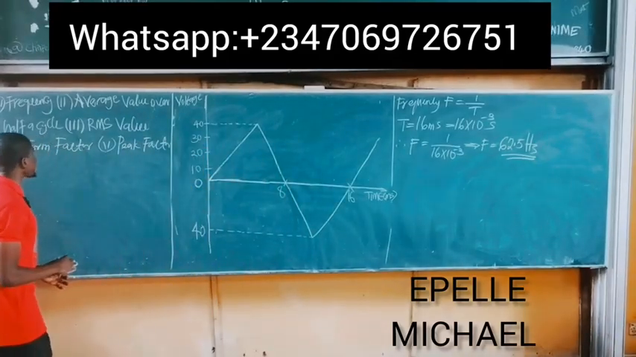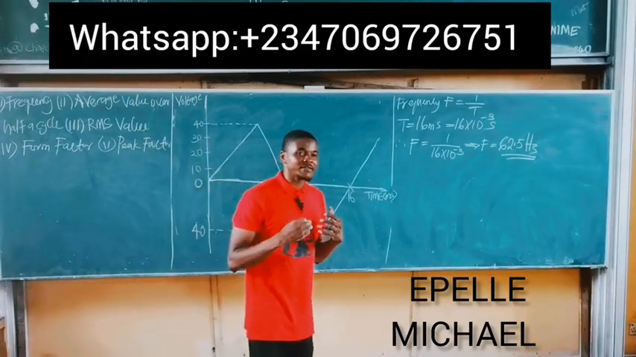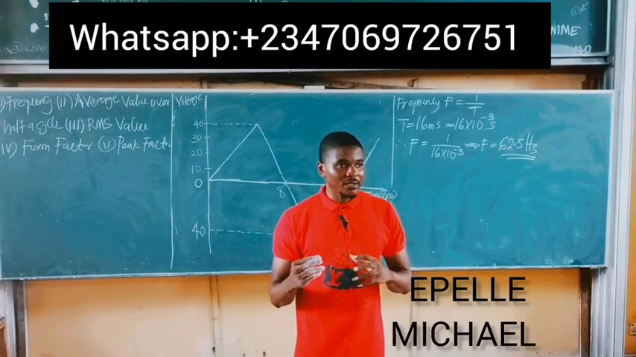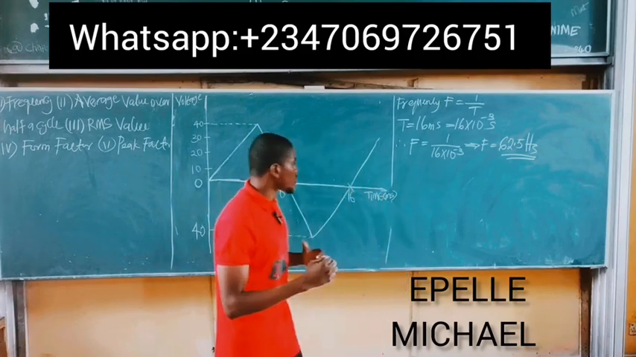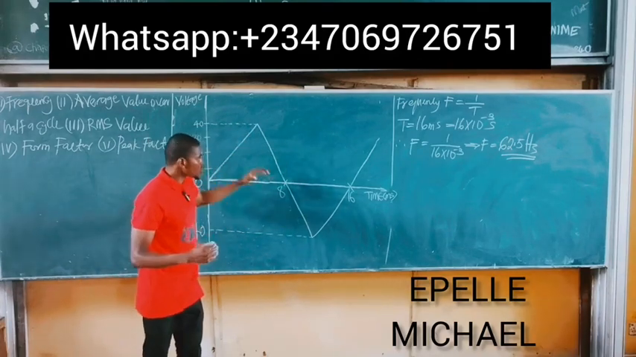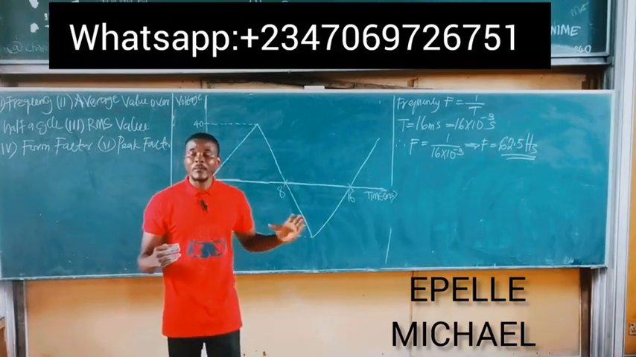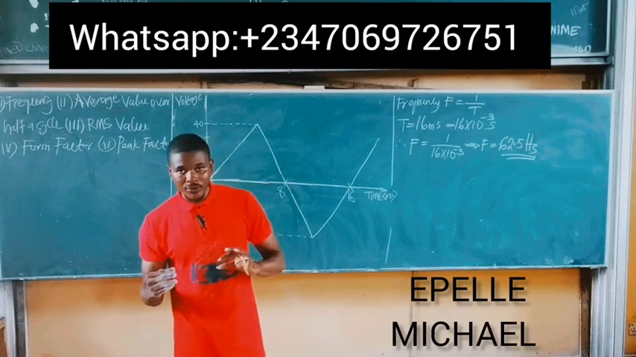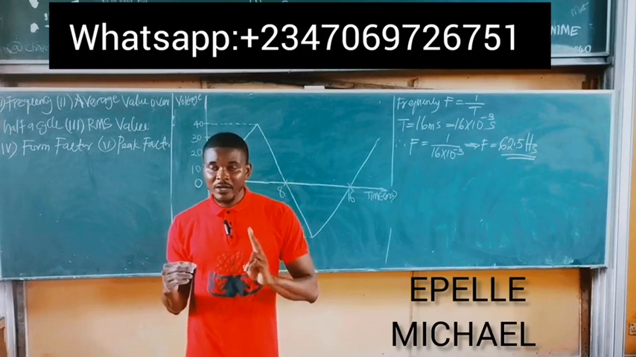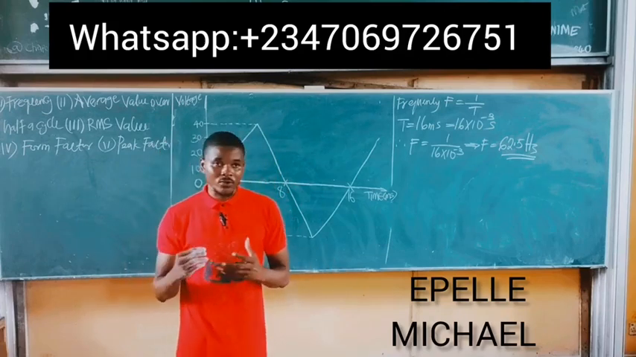Next stage, we should find the average value over half a cycle. I've said that you cannot find the average value over one complete cycle. The value becomes zero, simply because we have the cycle up and the cycle down. The values up are positive, the values down are negative, so the average over a complete cycle will give us zero. There are basically two ways of finding the average value, and we're going to employ both and compare the answers.